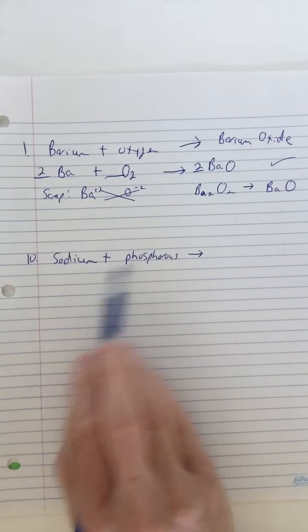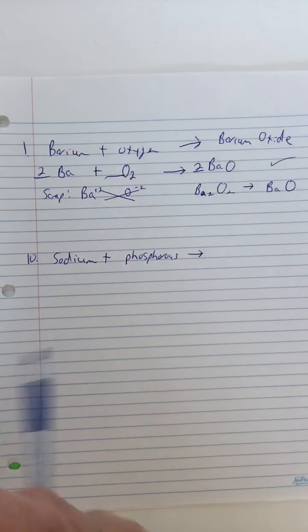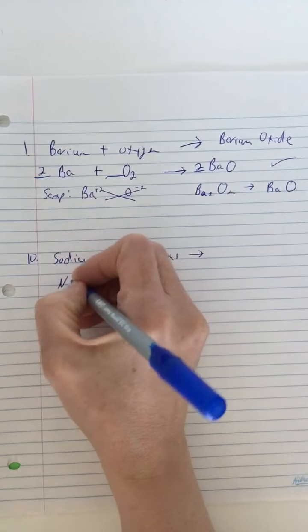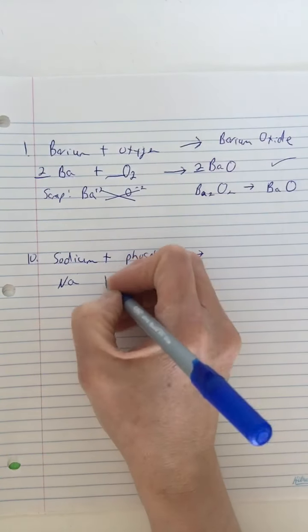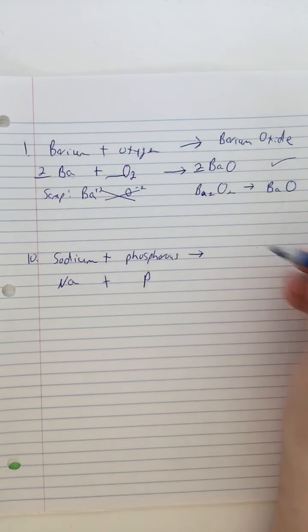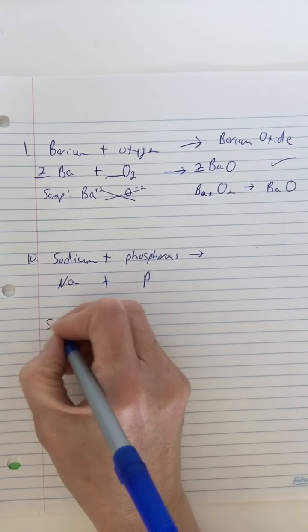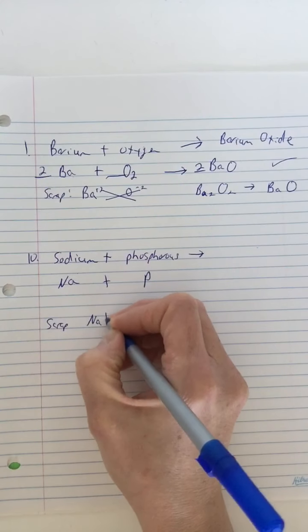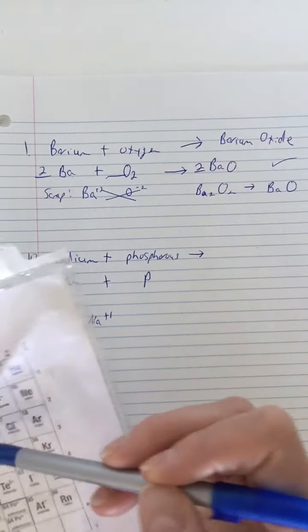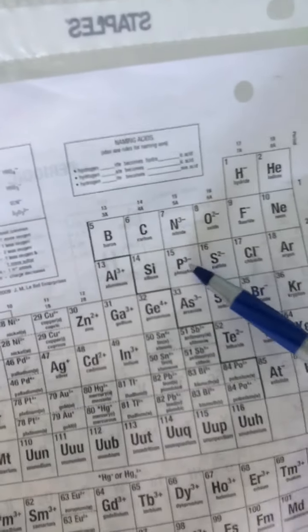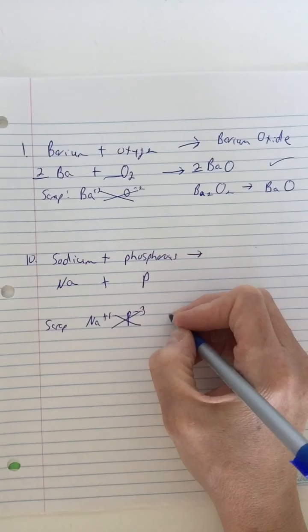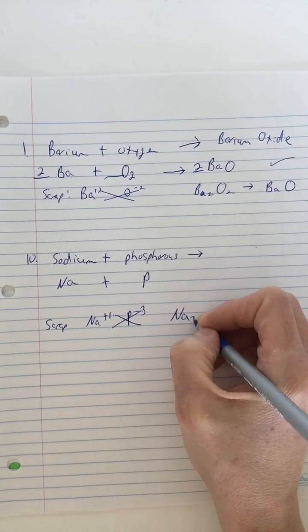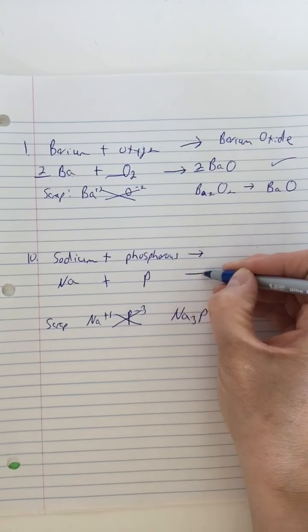Well, these are elements, remember? They're alone and they're elements. So sodium, look it up on the periodic table, is Na. Phosphorus, look it up on the periodic table, it's P. Na plus P yields something. Well, do a little scrap down here. Sodium is a +1. I know that in my head, but look it up on the periodic table. Phosphorus is a -3. When they came together, we got Na3P.